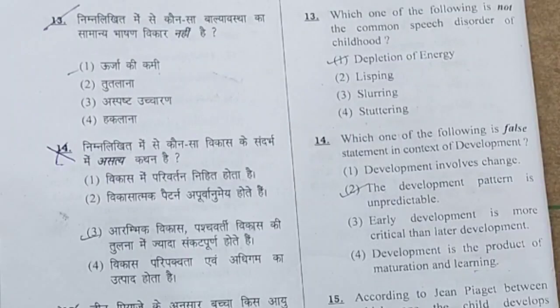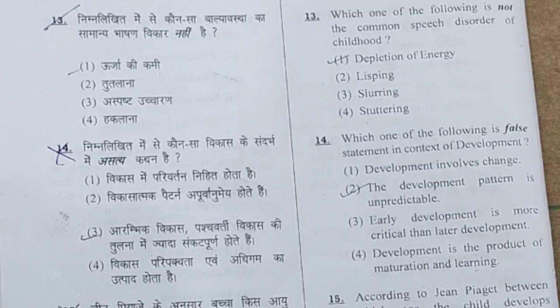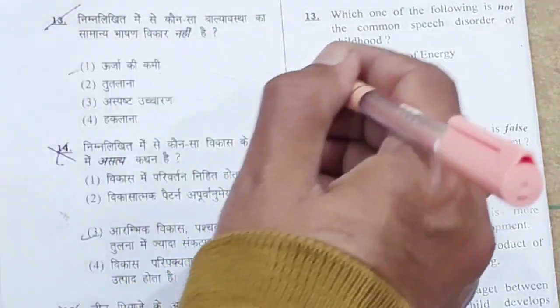Now question 13. Which one of the following is not a common speech disorder of childhood? Option 1, depletion of energy. Option 2, lisping. Option 3, slurring. Option 4, stuttering. Option 1, depletion of energy, is correct.